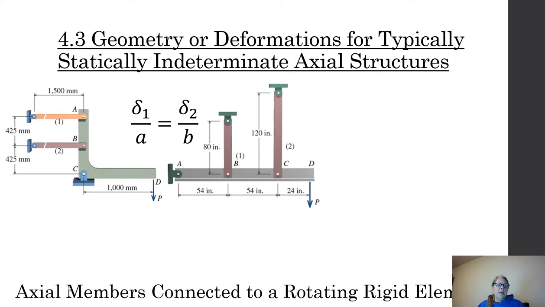So if we look at delta 1 in this picture right here on the right, then A is going to be 54 inches. If we look at delta 2, B is going to be 54 plus 54, because we have to go all the way down. Here, if I'm looking at the rotation of how far down D goes, then delta D is to 1,000 millimeters as delta B is to 425 millimeters. Or if I'm just comparing these on the left, because I'm trying to find my reactions, it's going to rotate like rigid body rotation. So delta 2 is to 425 millimeters as delta 1 is to 425 plus 425.